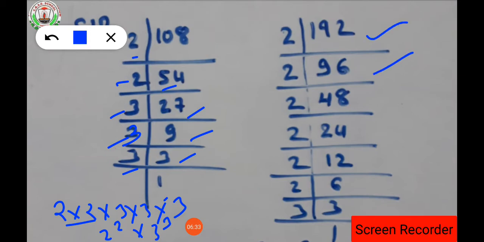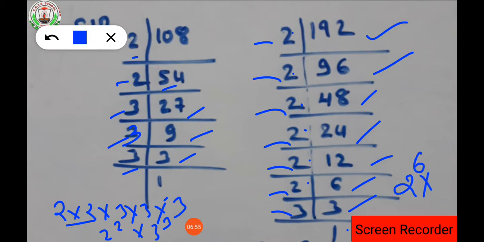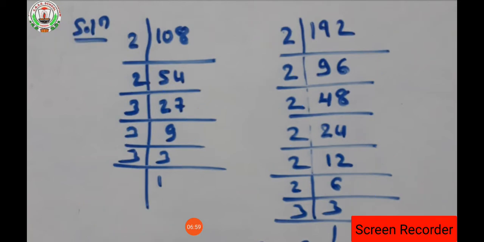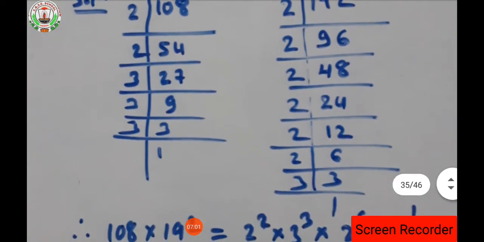In the same way, 192 goes in the table of 2 how many times? 96 times. Then 96 again goes in the table of 2, 48. 48 goes in the table of 2, 24 times. 24 goes in the table of 2, 12, and 12 goes in the table of 2, 6. 6 goes in the table of 2, 3, and 3 goes in the table of 3, 1 time. That means how many 2s are we having? 1 2 3 4 5 6, and 1, isn't it? So 2 to the power 6 into 3 we are having over here. Clear, everyone?